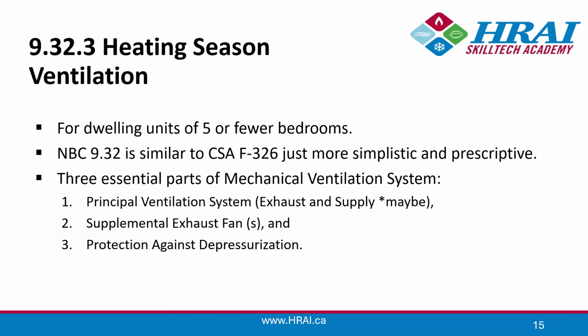Then we go to heating season ventilation. So we jump right out of it. We've done non-heating season. Now we're right into the real deal. This is for dwelling units with 5 or fewer bedrooms. If you get into 6 bedrooms, then of course you go into Part 6, and then you're into other alternatives such as the CSA F326 standard, which will certainly accommodate you with that. National Building Code 932 is very similar to that standard, just a little more simplistic and prescriptive. So it's meant really to be the layman's version of F326.